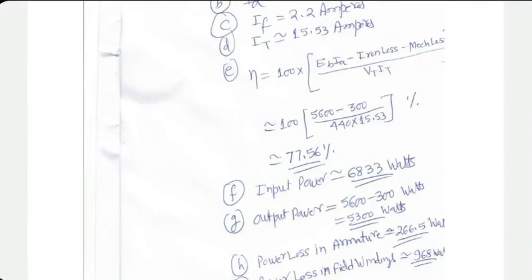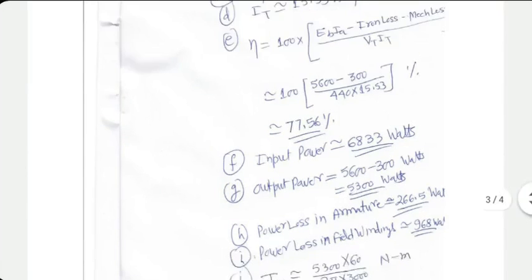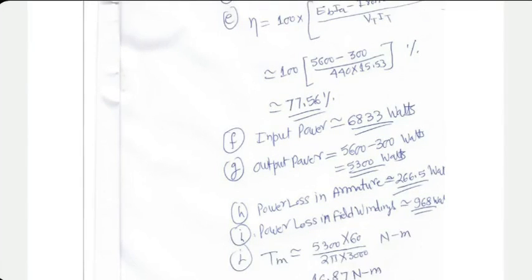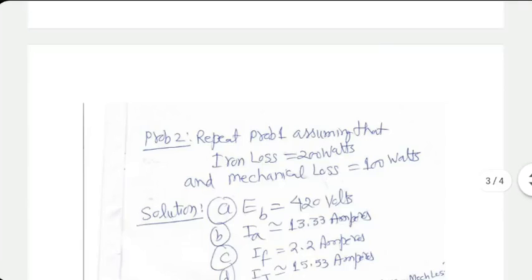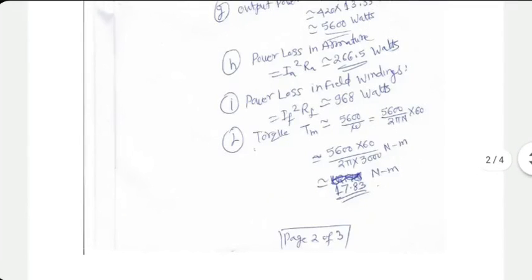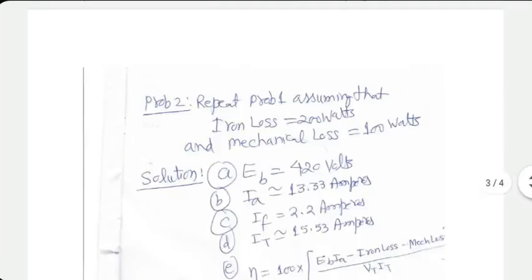Input power is same number as in previous problem. Output power, however, is 5600 minus 300 watts. So 5300 watt. IA square RA is same as before. IF square RF is same as before. But torque value would change because now output mechanical power is 5300 watts. So you divide that by omega. The number is now 16.87 Newton meter. Without mechanical and iron losses, it was 17.83. So some difference is there. Okay.